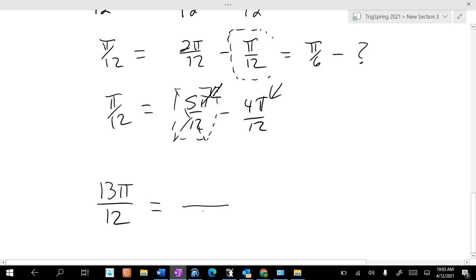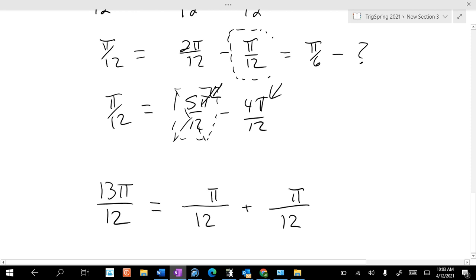Well, what I do is I always put them over 12. Now, what are two numbers that add up to be 13? Well, 1 and 12 add up to be 13, but is pi over 12 on the unit circle? No, so we can't use 1 and 12. How about 2 and 11? 2 pi over 12 is pi over 6. That works. But is 11 pi over 12 in the unit circle? No. So 2 and 11 don't work.